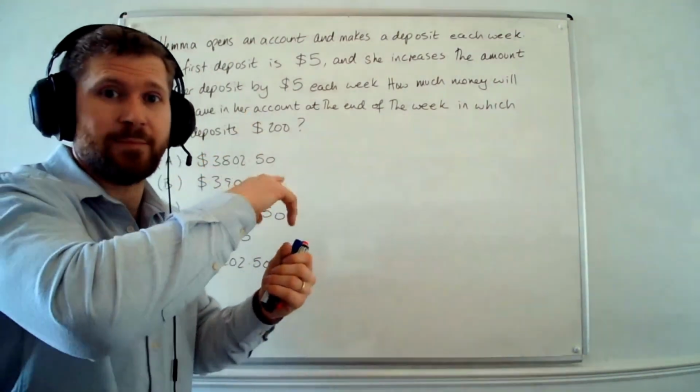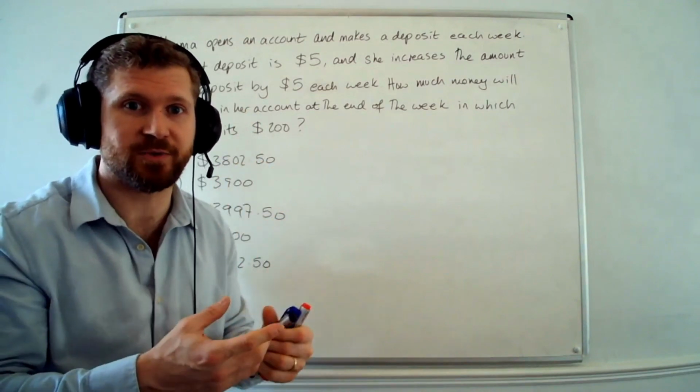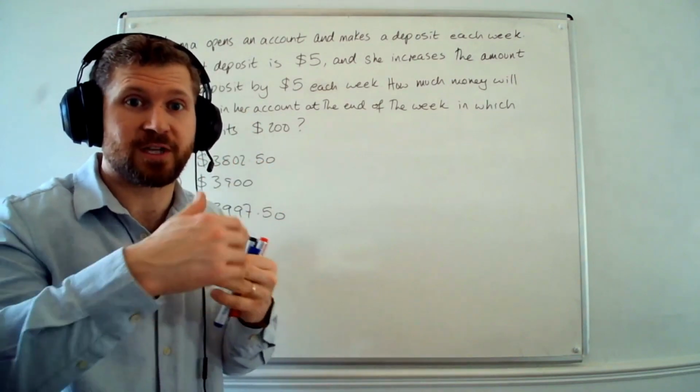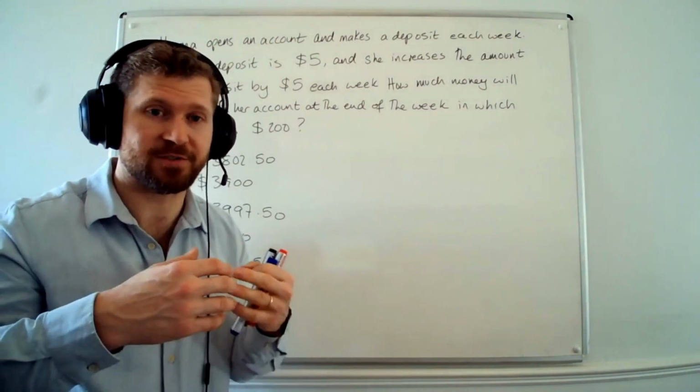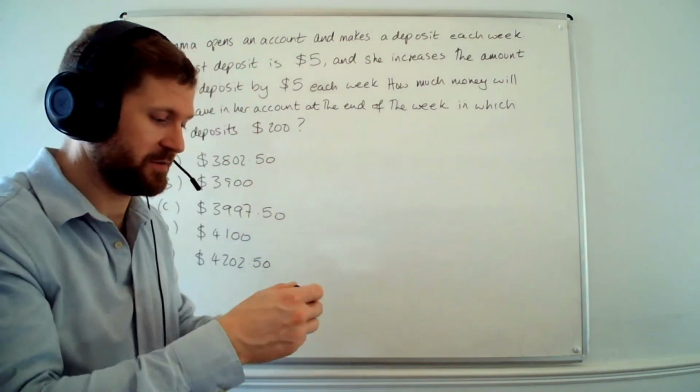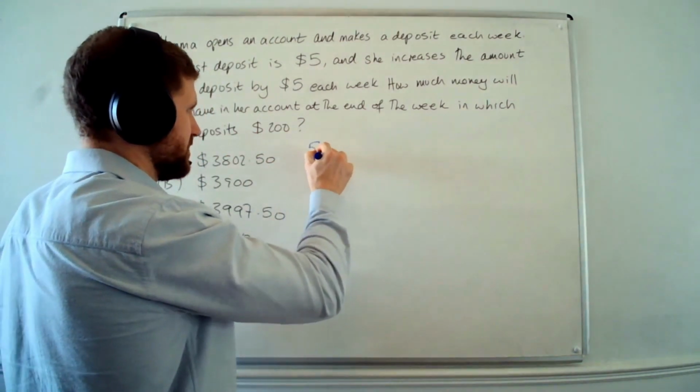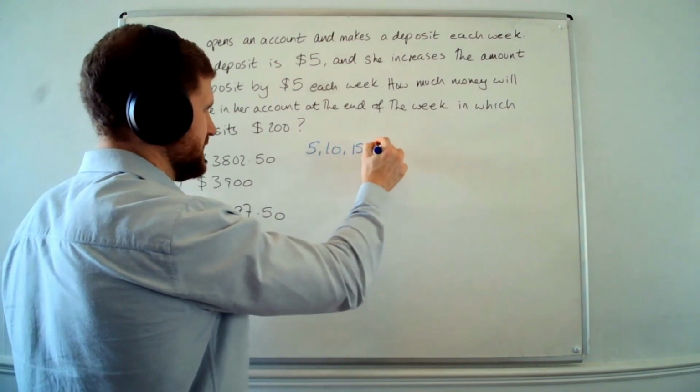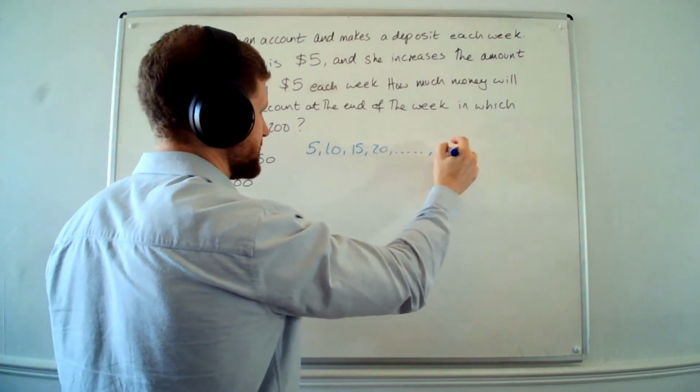So in this question, Hemma's going to open an account and make the deposit each week. First deposit's going to be $5. She increases the amount of deposit by $5 each week. So $5, then 10, then 15. So our deposits are going to go 5, then 10, then 15, then 20, and so on and so on and so on.